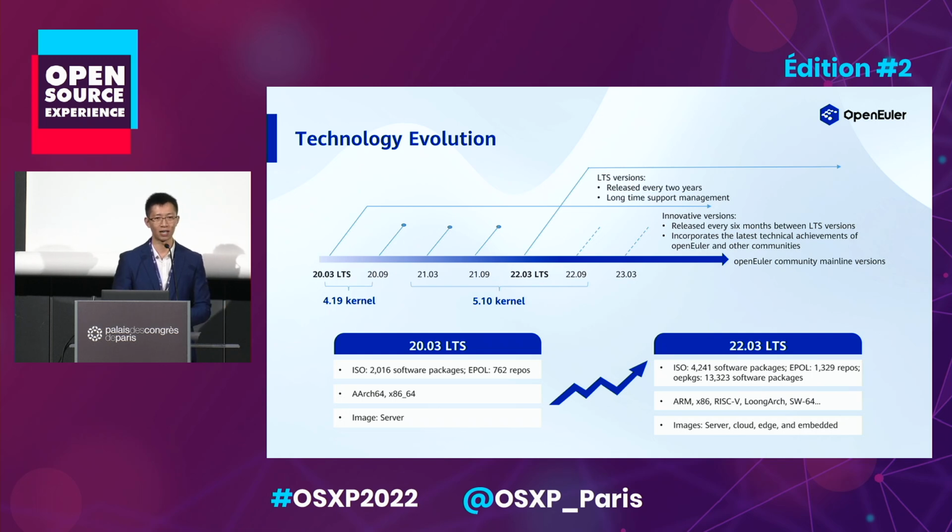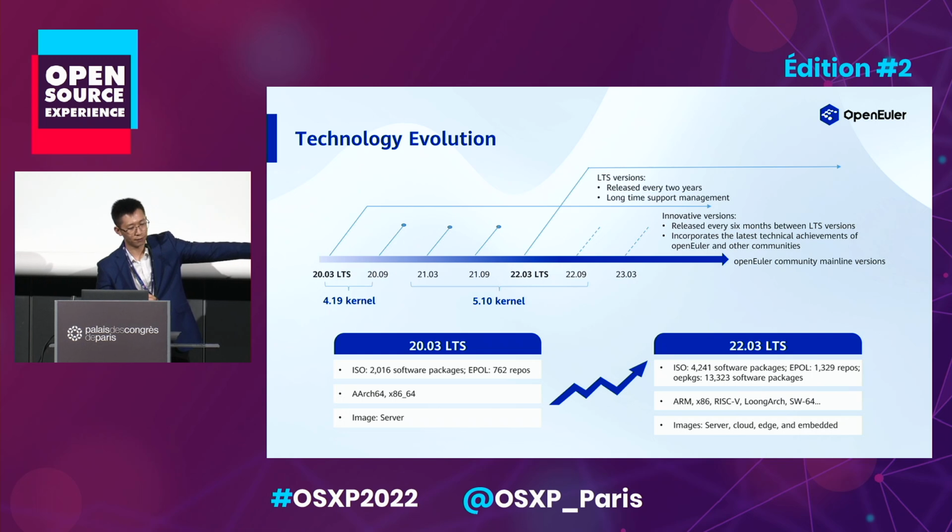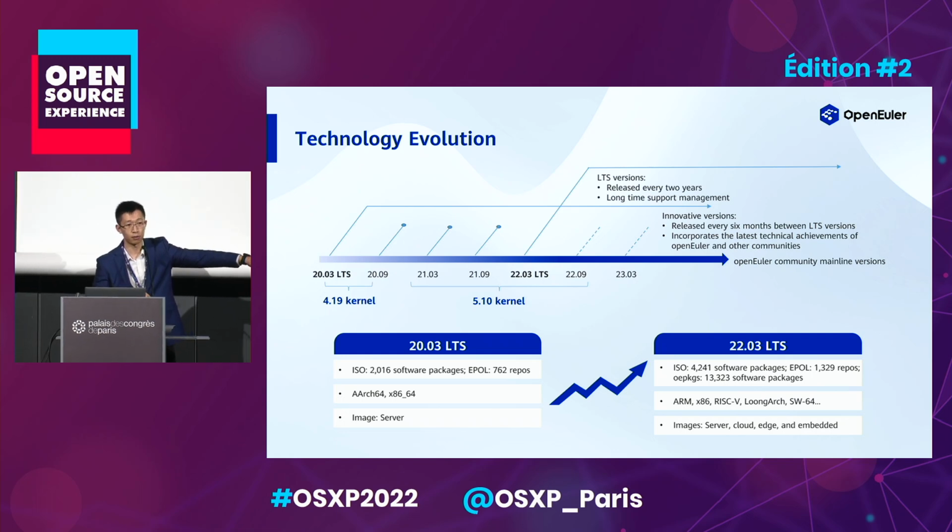We're very open. Because we use the Mulan protocol, anyone, any organization, any company can find all the source code in our community to build your own operating system. And by the way, the latest 22.03 long-term support version covers, as you can see on the left corner, scenarios including server, cloud, edge, and embedded. It means you can cut the scenario down to the ideal situation you want.